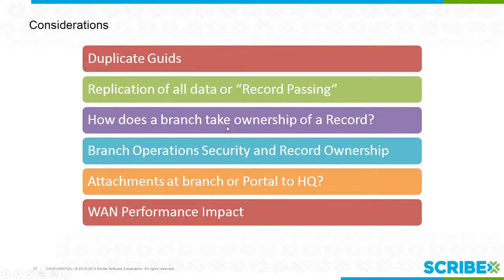So like we're saying, how does a branch go in and say, hey, I want this record? There just has to be some sort of understanding about the use case for that and the business model behind that. Branch operations, security, and record ownership.